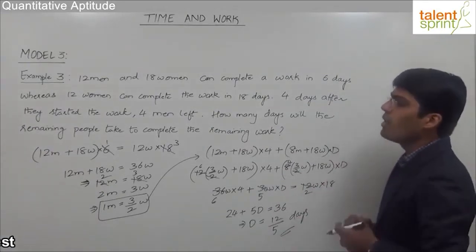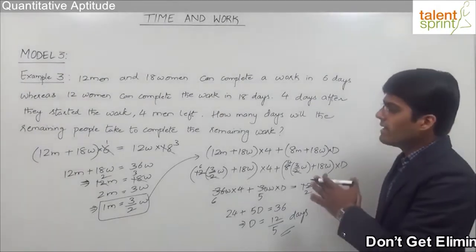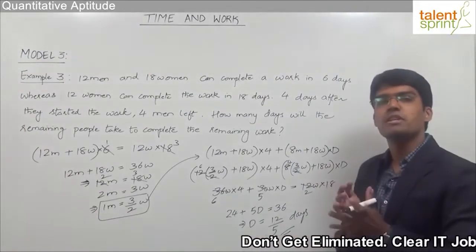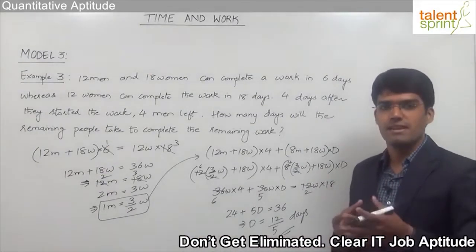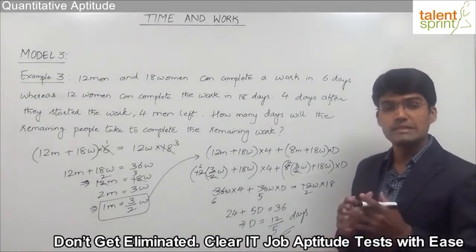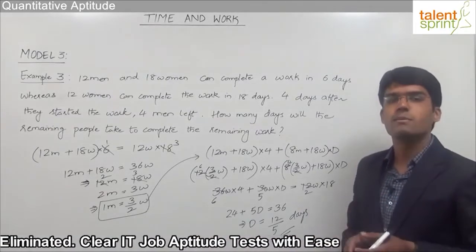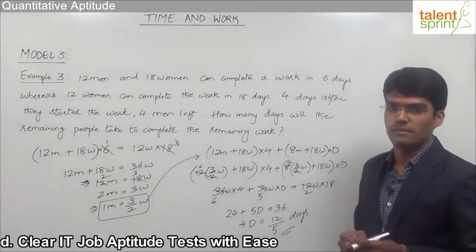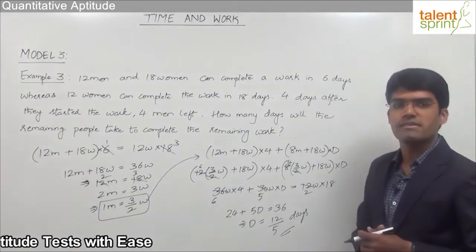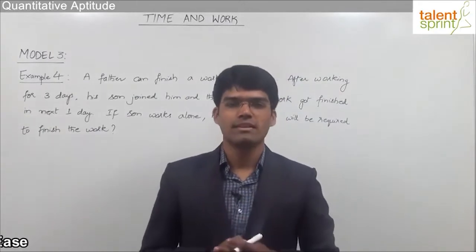So this is how we can use the concept of work in terms of persons into days to solve these types of questions. Remember friends, whenever we have a combination of different types of persons, like men and women working together, or men, women and children working together, it is always better that we convert the complete work only in terms of men or women or children, and then balance the work on both sides to find out the number of days required. Let us now discuss the fourth example from model 3.